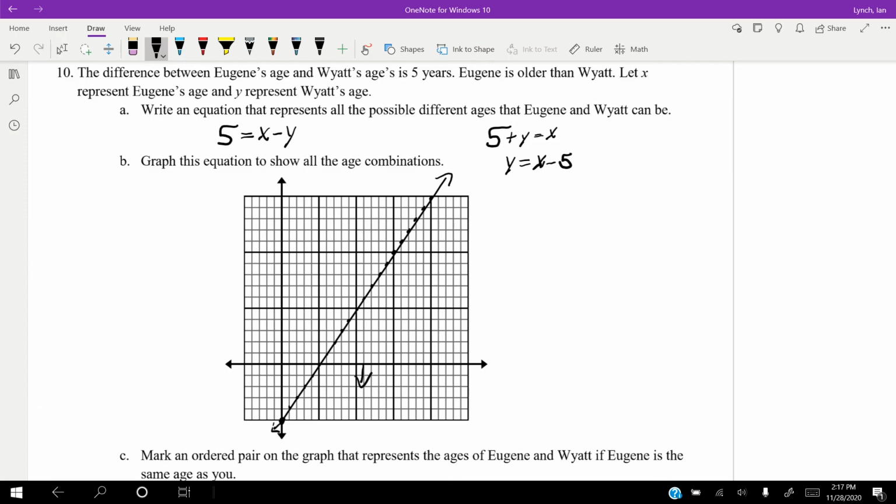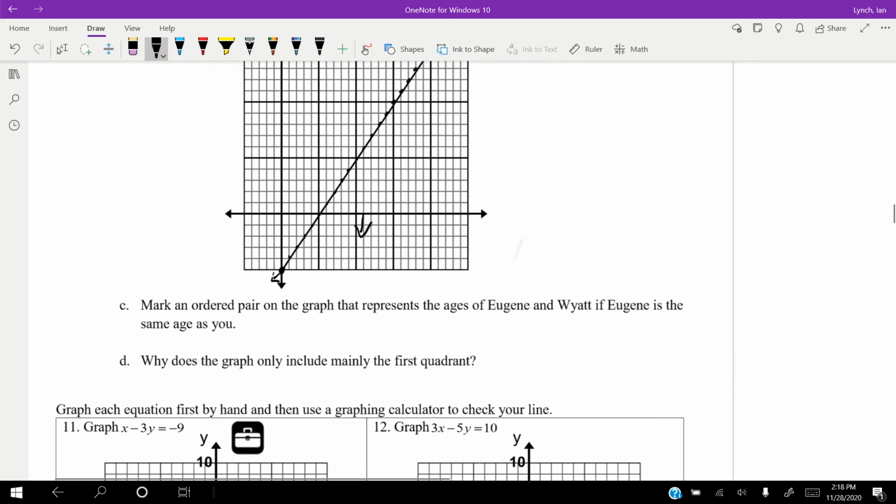And also another limitation of this problem is that unless they were born on the exact same day, it's not going to be exactly 5 years. But anyways, we're not going to get into that today. That's for another time. But anyways, as you guys can see, this is the graph of that equation without the context.